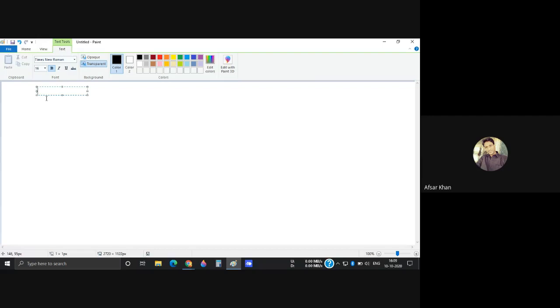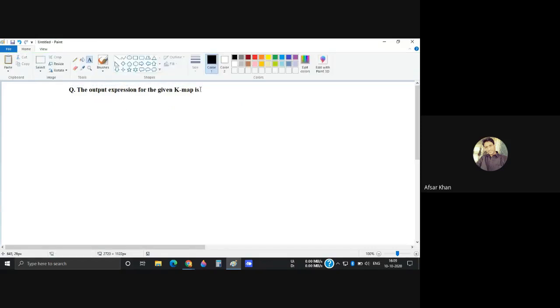The next question is: the output expression for the given K-map. We have been given one K-map, and we have to find the output expression. I will draw the K-map first.